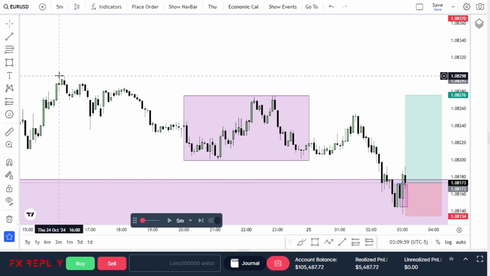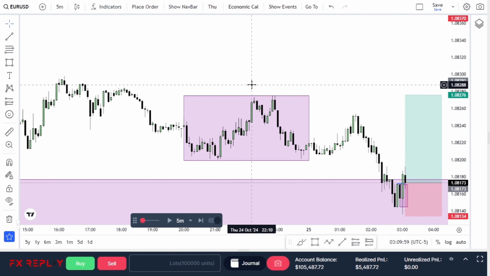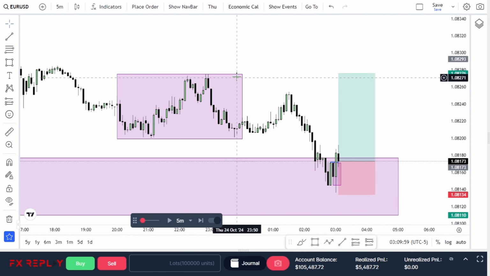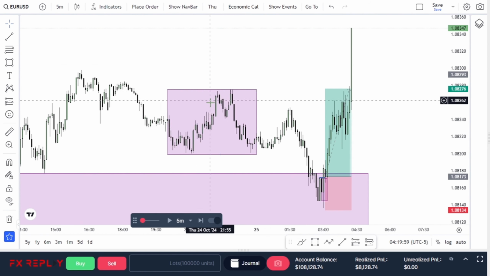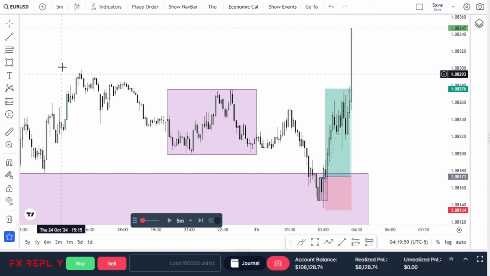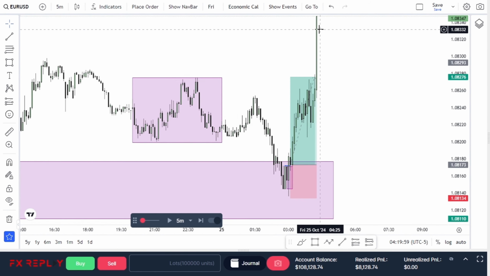Our main target will be this high and we can take partial at this high. If risk reward ratio is good, then you can take all your profit at Asian range high. Price took the Asian high and also took this swing high. Now let's move on next day to find a new entry.